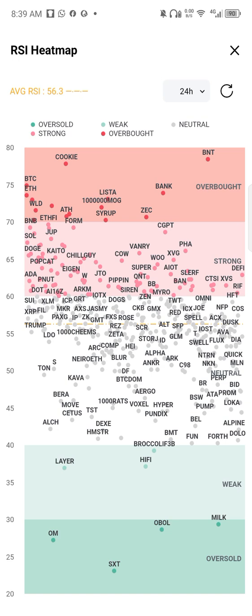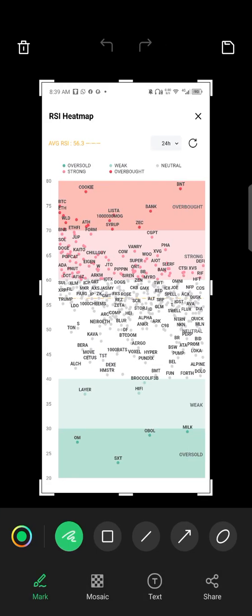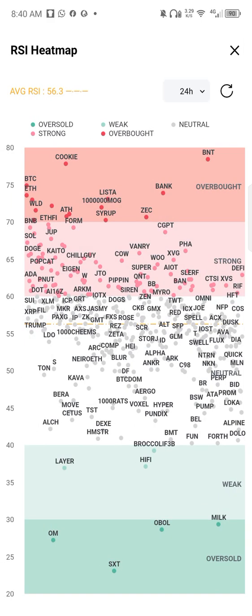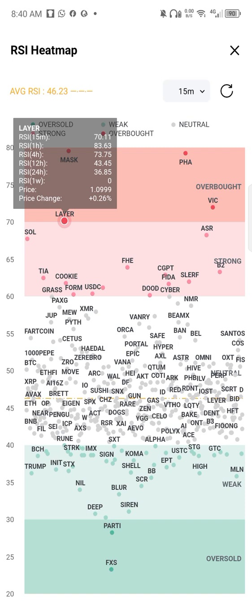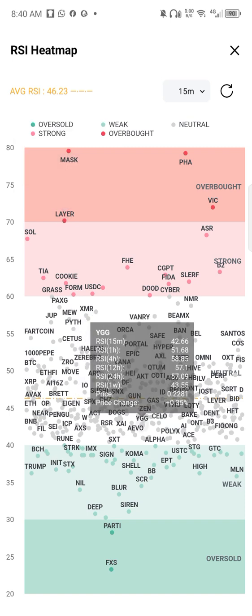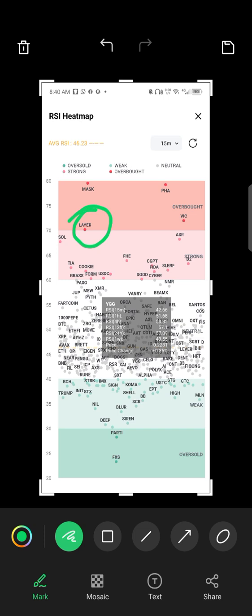Let me show you something. You can see that a coin like Layer, as I'm circling it now, in the last 24 hours is not doing well; it is in a weak area. But look at the same coin under the time frame of 15 minutes. In the last 15 minutes as I'm talking, the coin is in the overbought area. Look at the coin now. In the last 24 hours the coin is not doing well, but in the last 15 minutes of my speech, it is in the overbought area.